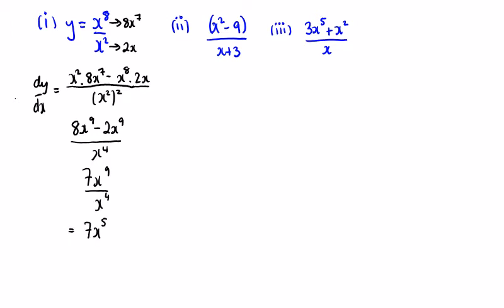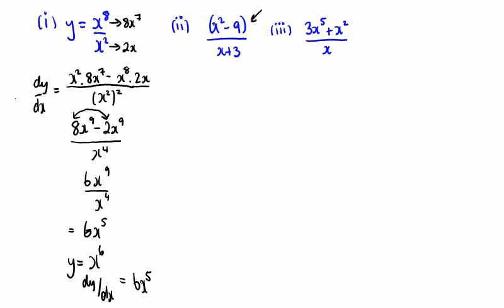Now, we could have started off with x to the power of 6 if we simplified it. So dy dx is equal to 6x to the power of 5. So 8 take away 2 is obviously not 7. So don't try and go too quick.